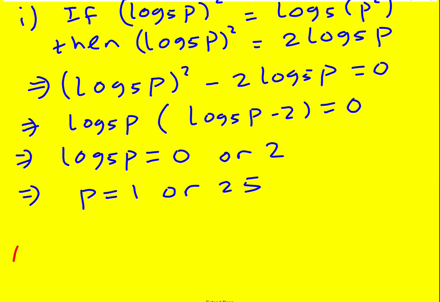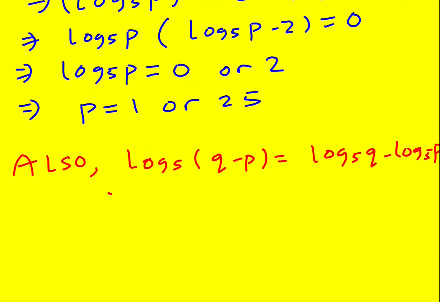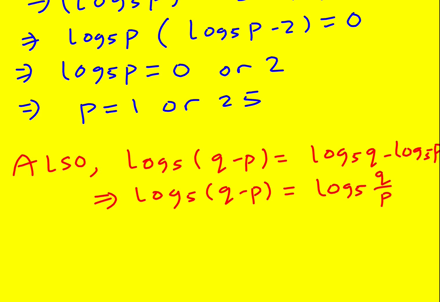So also log to base 5 of q minus p is equal to log to base 5 of q minus log to base 5 of p. Okay, this was the misconception, and what it actually is that you have to divide them. And therefore, it must be that q minus p is equal to q over p.